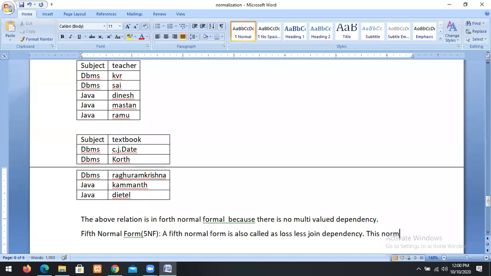This normal form is used to get the original relation, to join the relations. If I want to join the relations, then I will use this fifth normal form. For example, let us assume that we have two relations. I want to join these. We use fifth normal form.